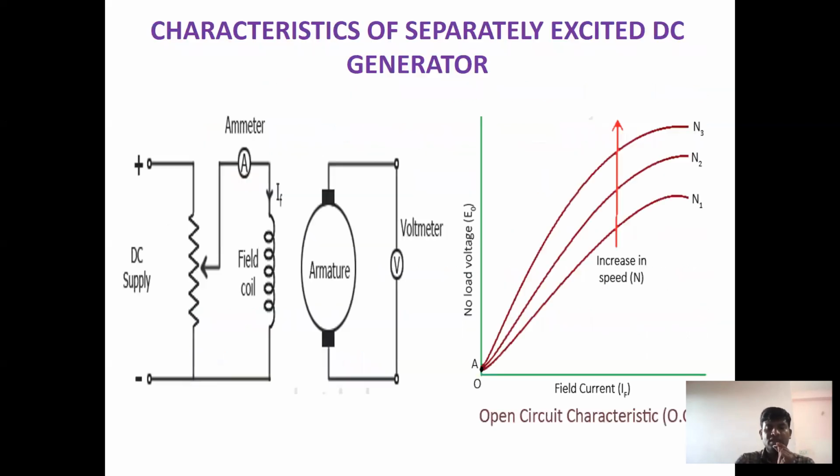Okay, so then let us see the characteristics of separately excited DC generator. Let us see the circuit diagram here. The separately excited DC generator consists of a separate field winding and a separate armature.